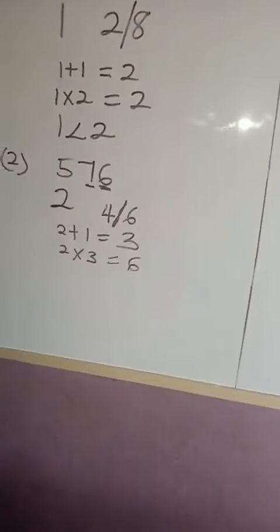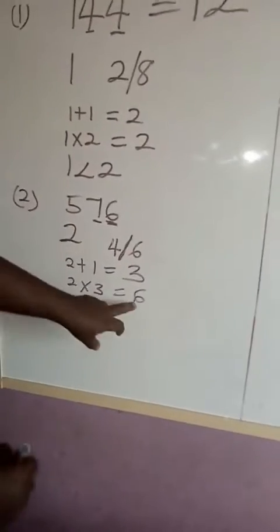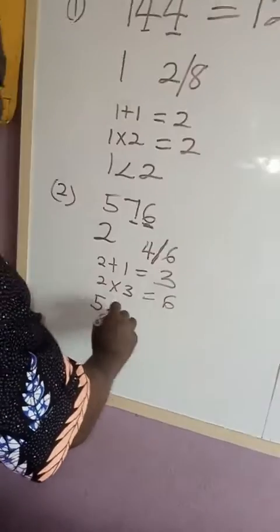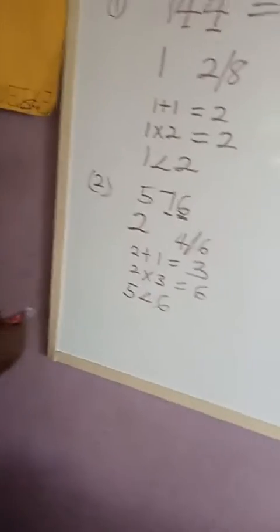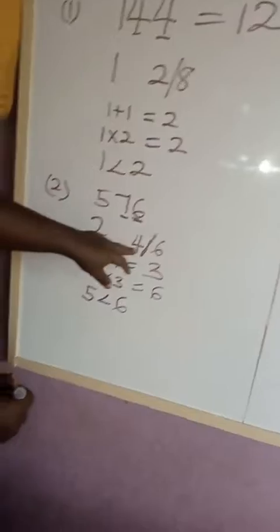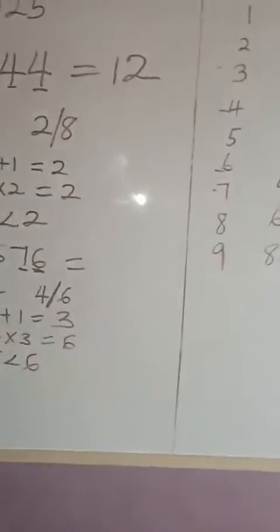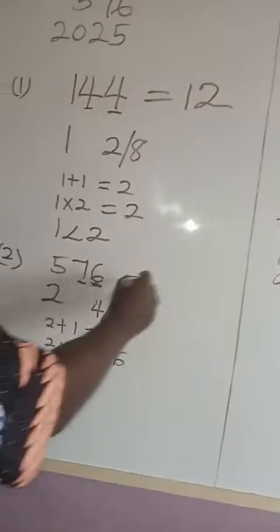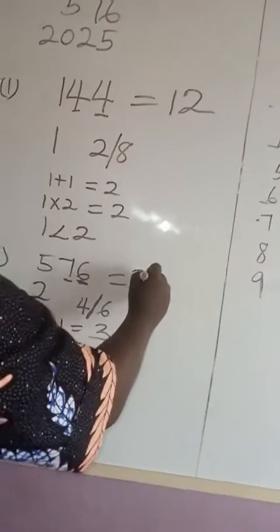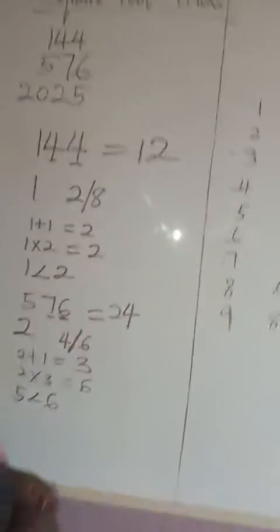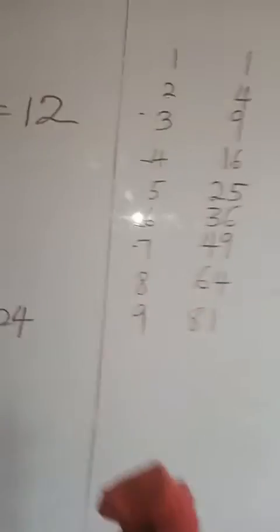Then the next step is to compare 5 and 6. Then we can say 5 is less than 6. Since 5 is less than 6, we are going for this lesser number, 4. Therefore, the square root of 576 is 2 and 4. That is 24. Then number 3.